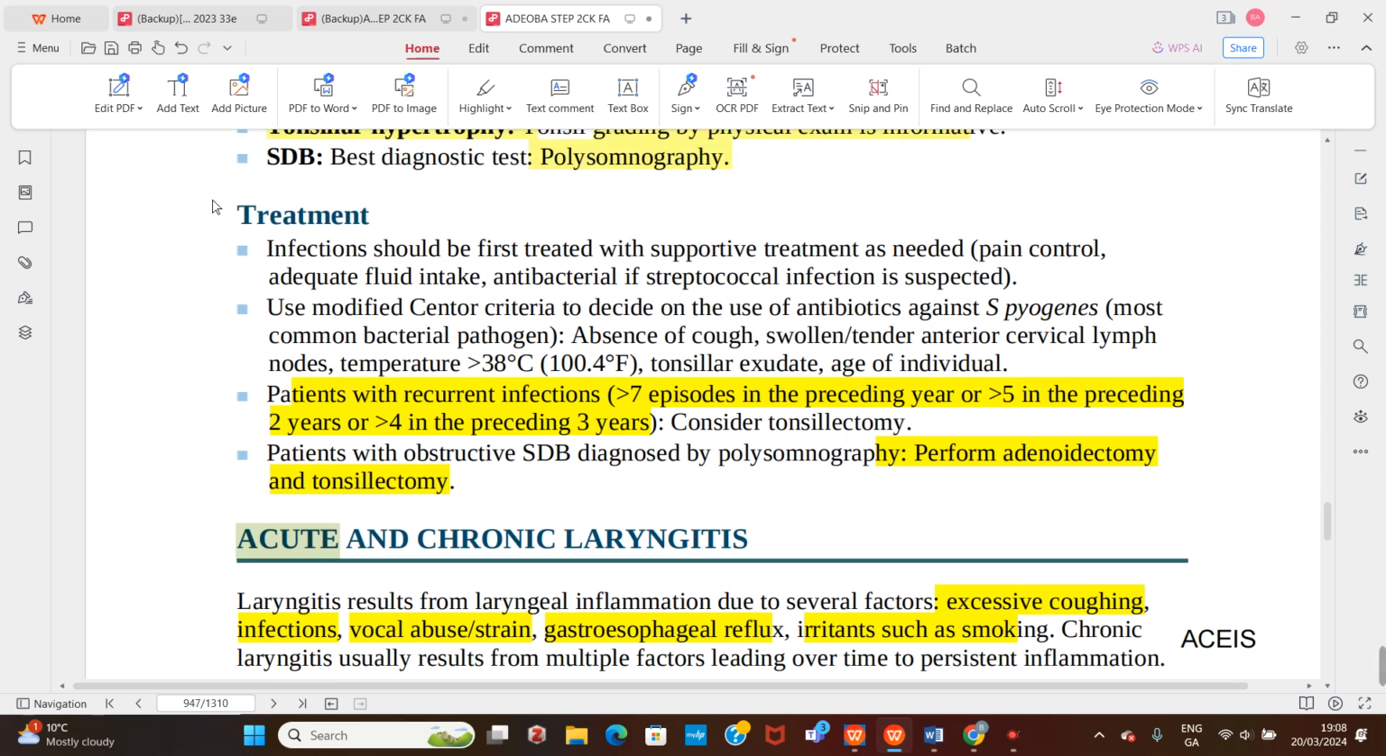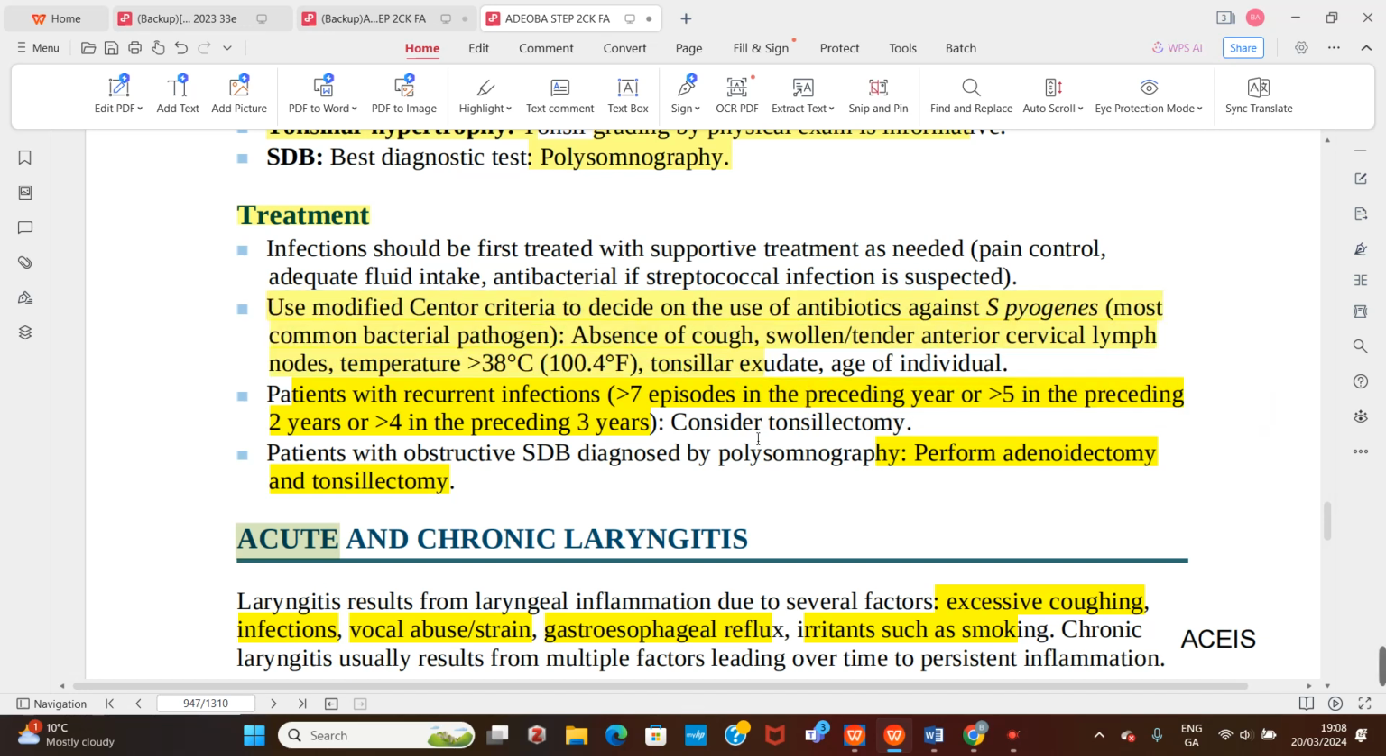So how do you treat? First, if there's any ongoing infection, you have to treat that infection because it's affected with recurrent infection. So you have to give supportive treatment like pain control, fluid intake, and if you think maybe the infection that is there is like related to acute pharyngitis from streptococcal infection, after you have done your CENTOR criteria, you can give your appropriate antibiotics to treat that. So we already know the component of the CENTOR criteria, it's here.